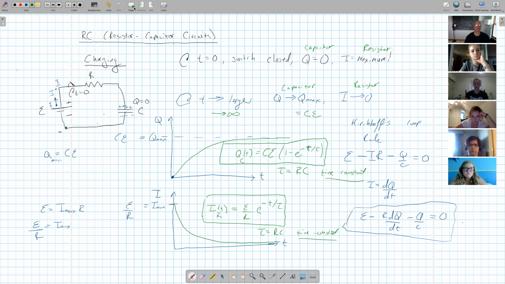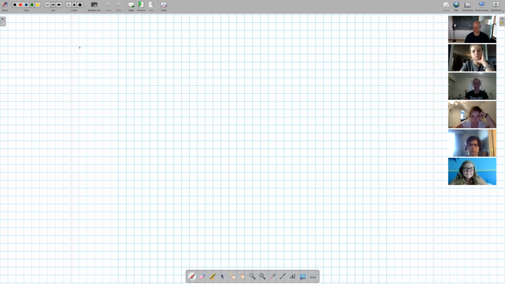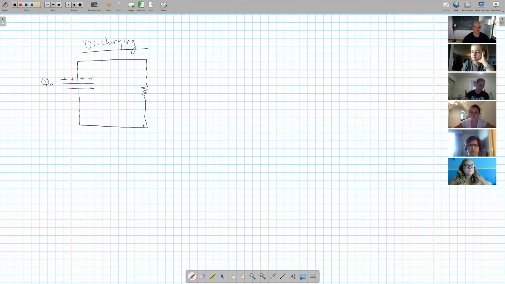Now, what happens if I discharge? So let's talk about discharging. For discharging, we're going to take that same capacitor out of that circuit so that it has some sort of initial charge. So let's say initially this is charged to Q0. And I'm going to attach that to simply a resistor, and then let current run through the system.